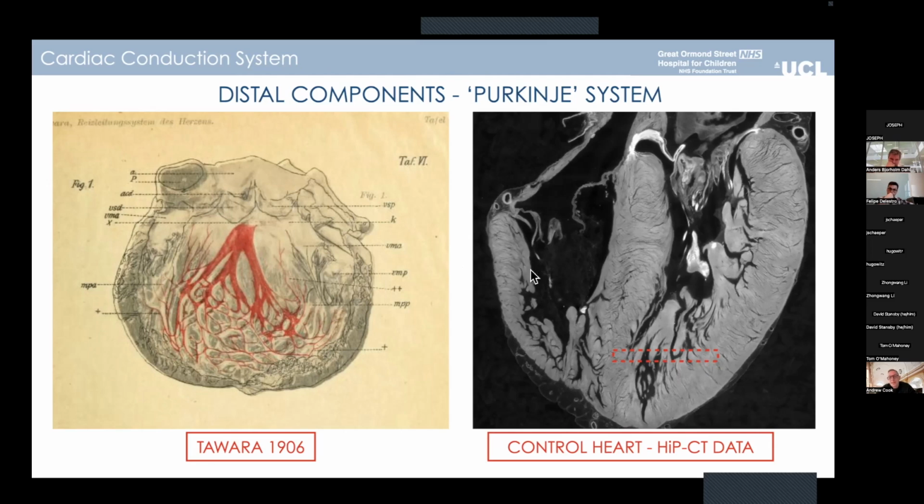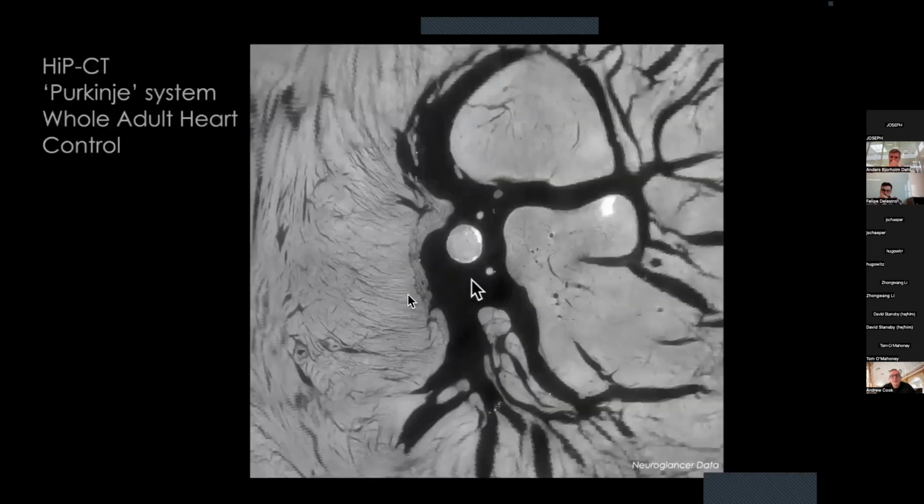So HiP-CT data, we can actually see those. We're exploring that at the minute. And if you take a section, for example, across this region in the control heart, it's this region. These are the cells that we're talking about. And again, it's very subtle.